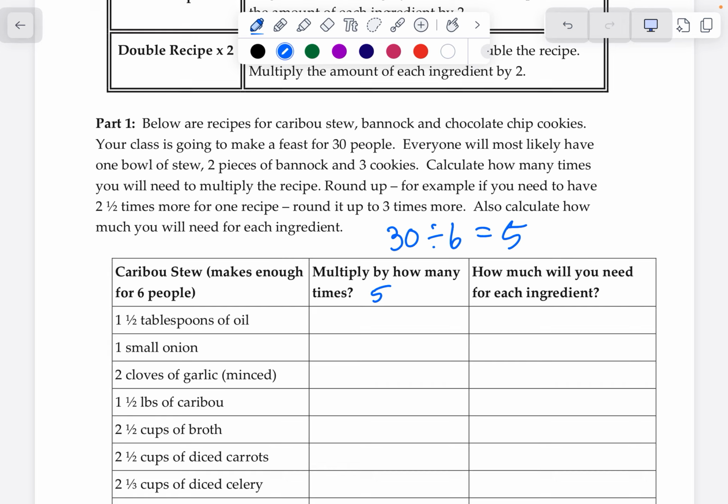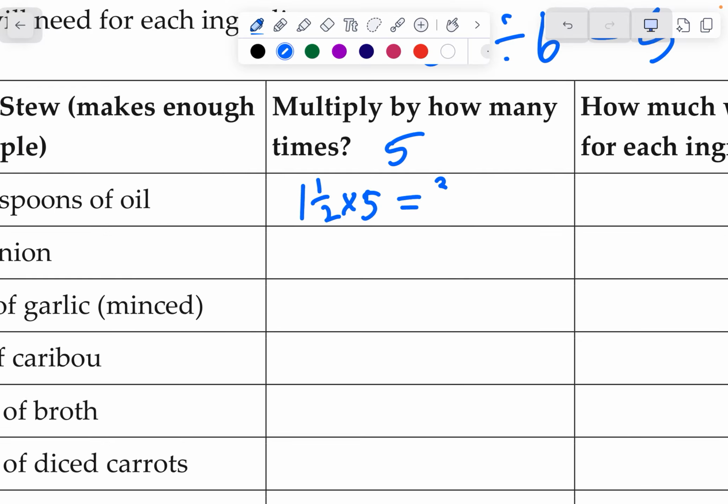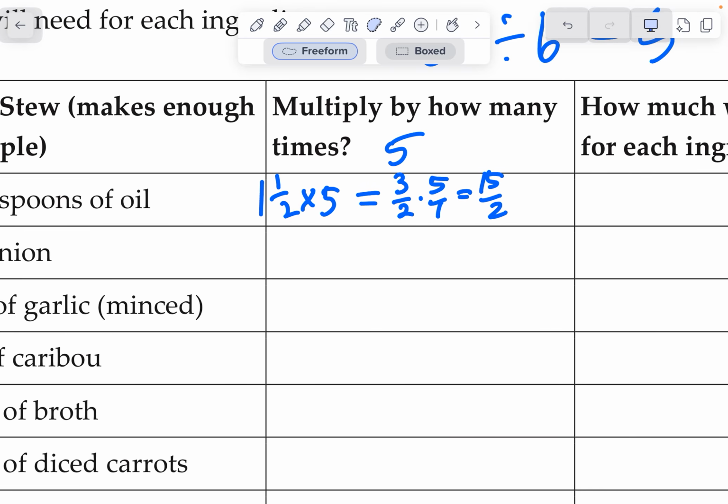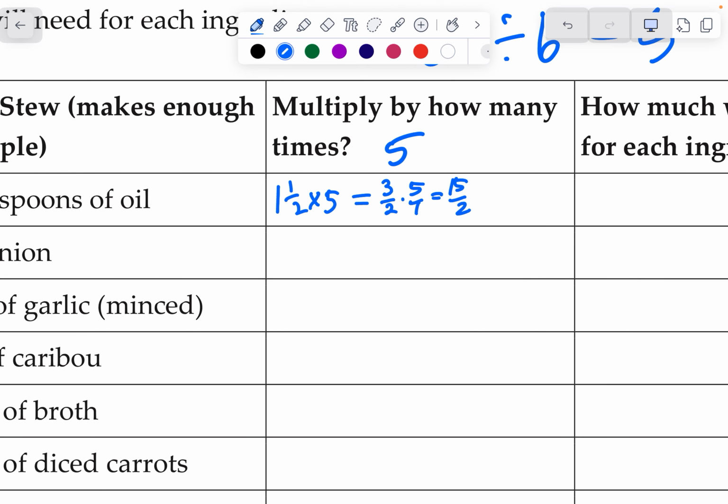Now here's the key. This is what I want to see on your paper. If you do 1.5 times 5, you can use that fraction button, but it's a good idea to practice some on your own. That would be 3/2 times 5 over 1, which is 15 halves. Let me scooch that over a little bit. That's 15 halves. 2 goes into, did I do that right? Yeah, 2 goes into 15 7 times with 1 left over, okay?